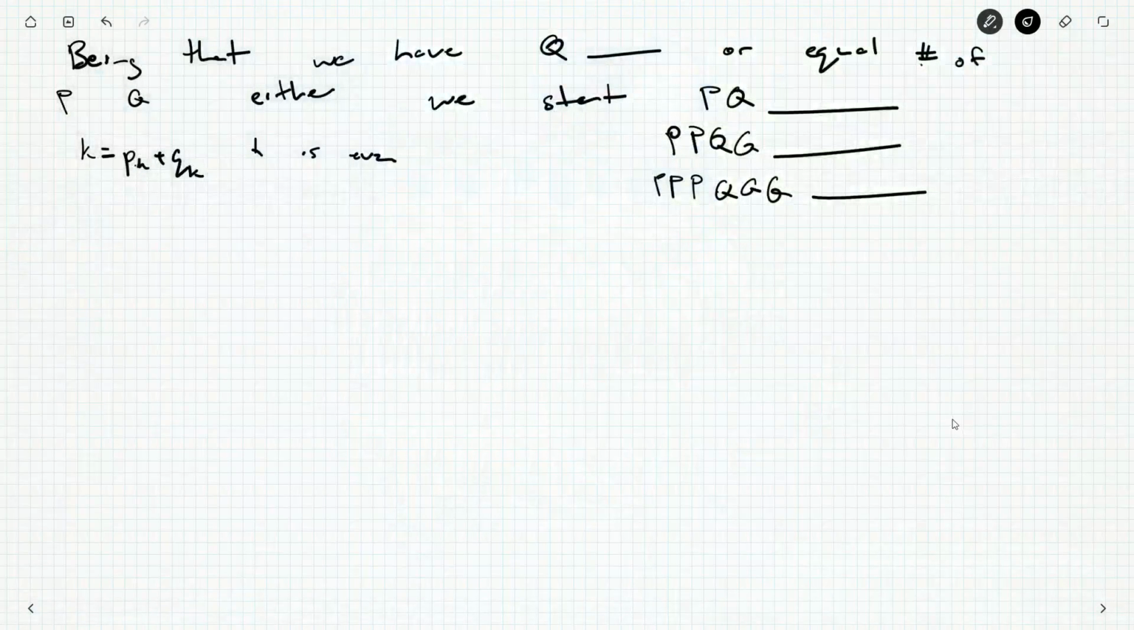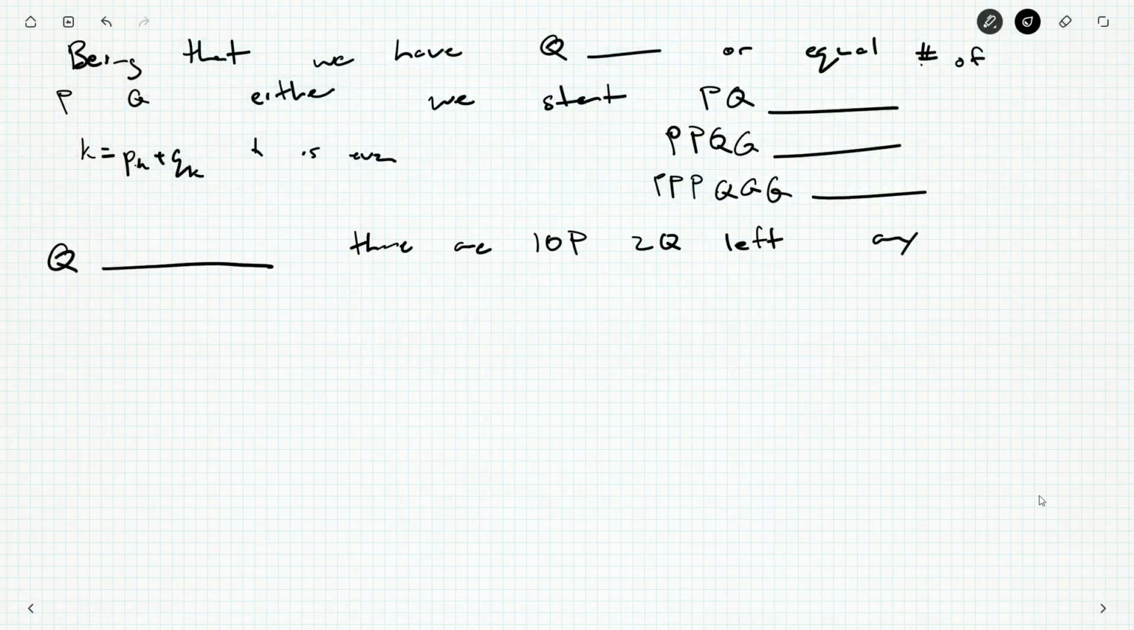Let's get to the actual calculation. So Q blah, there are 10 P's and 2 Q's left, and any sequence after this first Q will do. So how many are there? Well, you could say 10 choose 2, or you could do a counting argument: 12 choose 2, because there's going to be 12 spaces left. And so you can choose 2 of them to be the Q's and the remaining 10 to be P's.